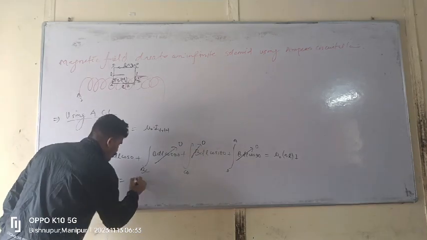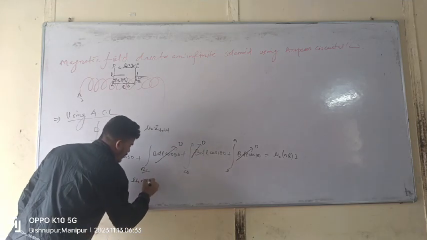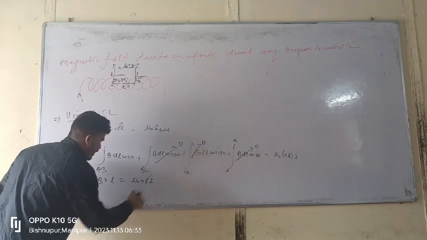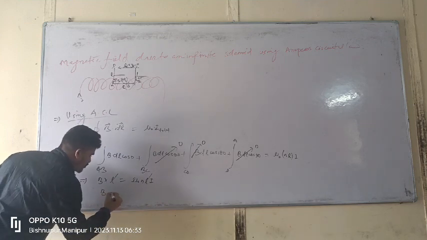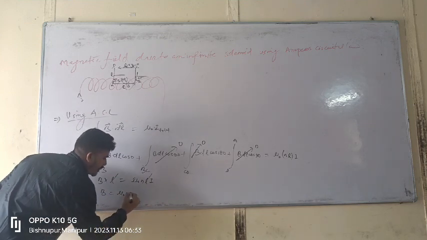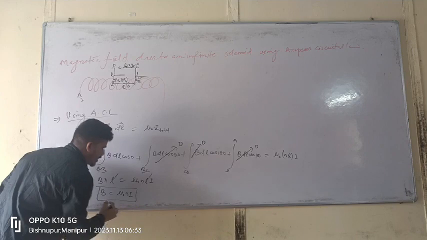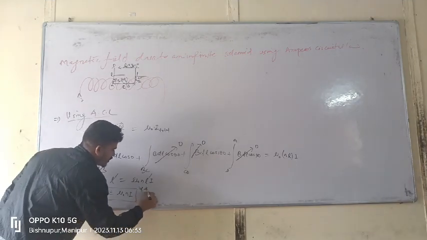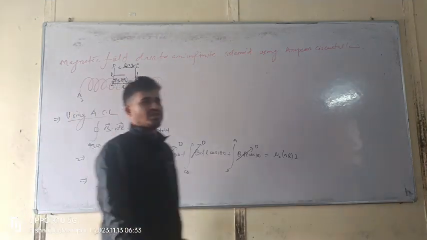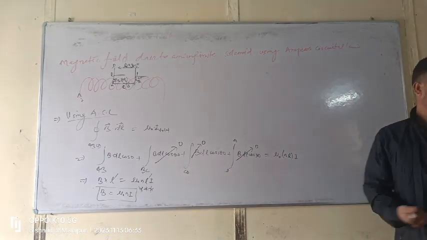What about this? Mu naught n L I. L L cancel. What is this? B equal to mu naught n I. We got the result, na? What we got from basics, using Ampere circuital law. Okay, copy this.